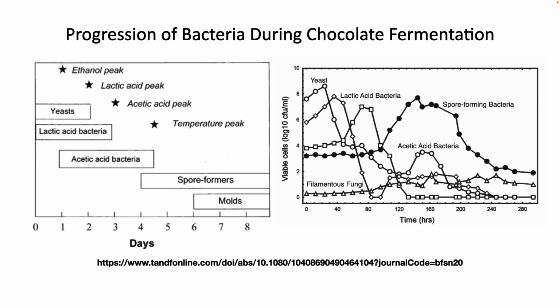Temperatures increase up to 50 degrees, and at this time spore formers begin to appear, and non-spore formers are decreased because of the higher temperatures. Fermentation ends around day 7. If left too long, molds may begin to grow and produce off flavors.